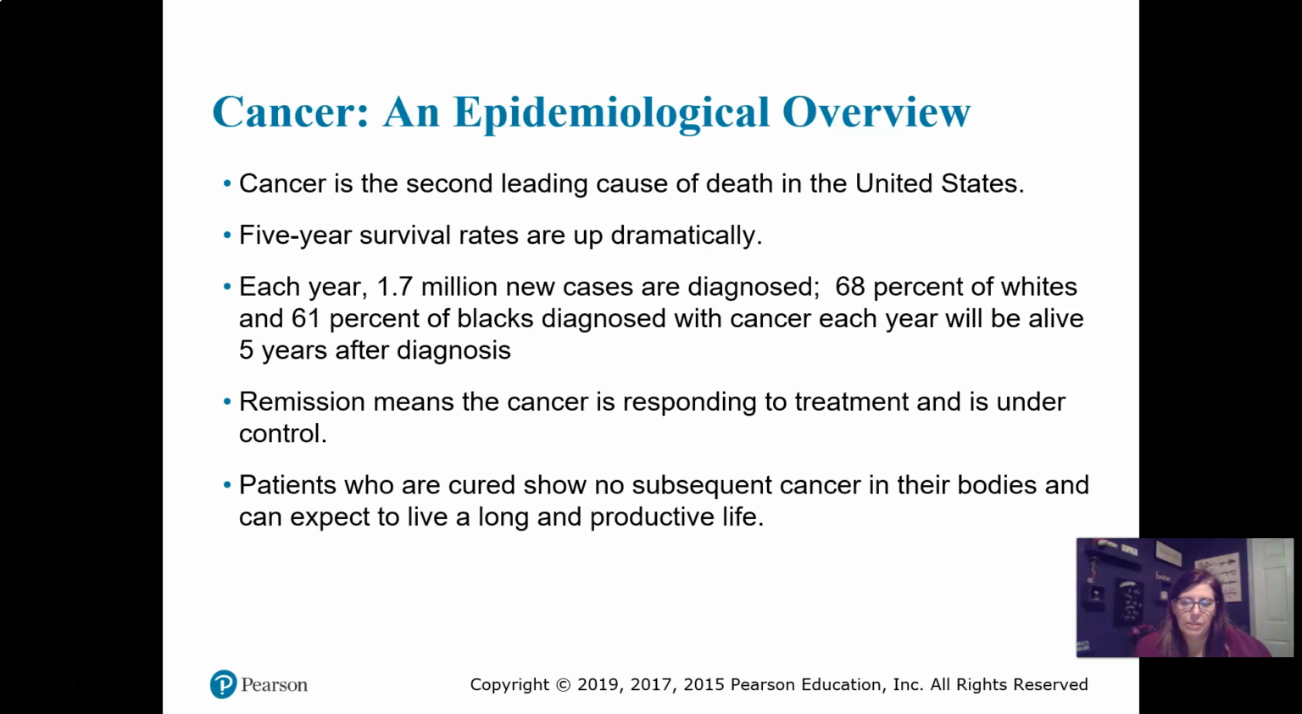We're going to shift our gears to cancer. And cancer is the name given to a large group of diseases characterized by the uncontrolled growth and spread of abnormal cells. It's the second leading cause of death in the United States. 5-year relative survival rates are the relative rates for survival in persons who are living 5 years after diagnosis. They are up dramatically over the past decades.